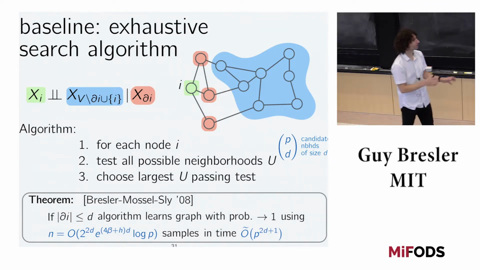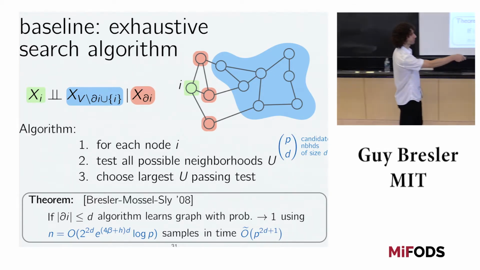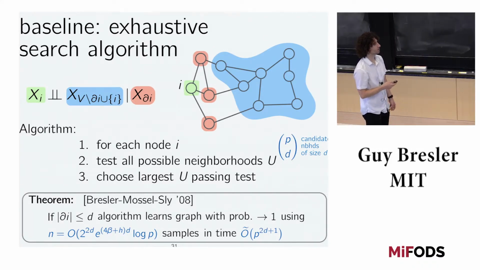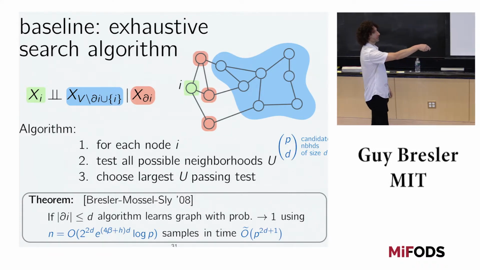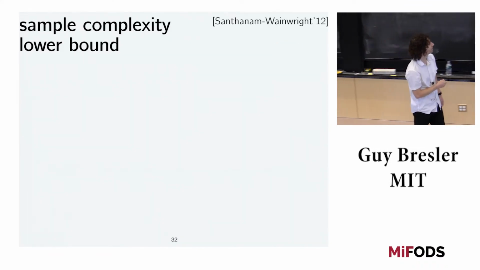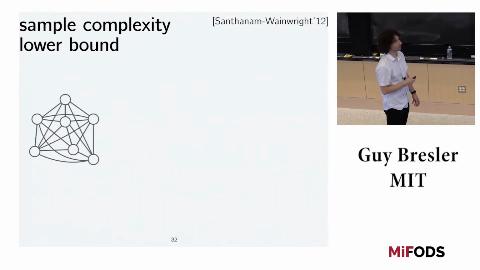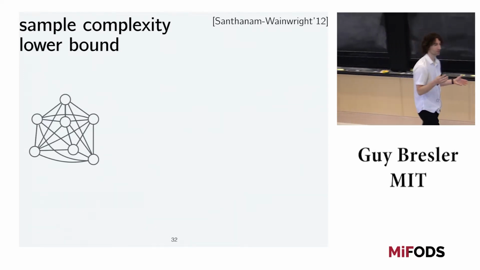Okay, so for maybe a decade or 15 years, there was vigorous activity in trying to understand how to improve the runtime, and at this point, this is pretty much understood, and I'll describe what's known. Before we get there, I'll make a remark about the sample complexity. Santhanam and Wainwright have the following argument that tells you you need this many samples. If you don't have this many samples, you're in trouble.